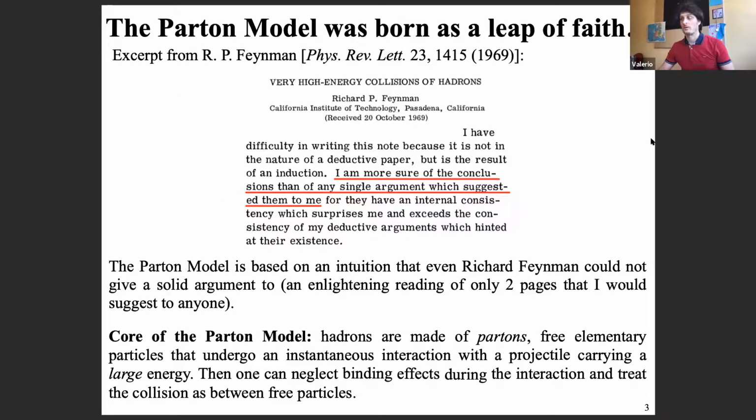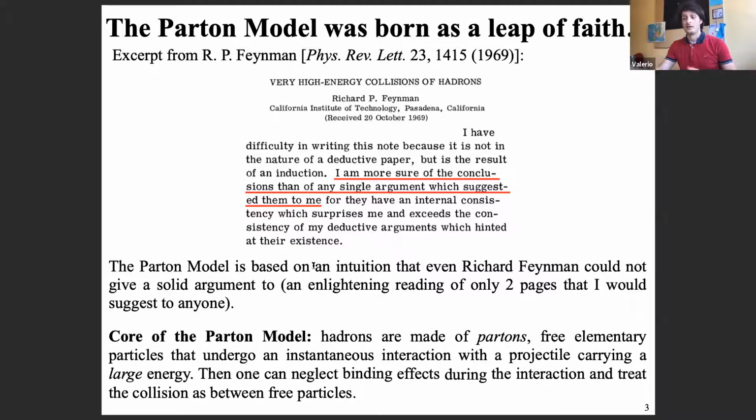So let me start with the Bertone model in a nutshell. Something that I find amusing is that, in my opinion, the Bertone model was really born as a leap of faith. Here I'm quoting an excerpt from Richard Feynman's original paper in which the Bertone model was actually introduced. He says explicitly, "I'm more sure of the conclusions than of any of the single arguments which suggested them to me." So this means that even Richard Feynman couldn't give a solid argument for his intuition. He felt that the Bertone model was correct, but he didn't really feel sure about the arguments he was giving for it. It is a very short paper, so I would suggest everybody have a look at that.